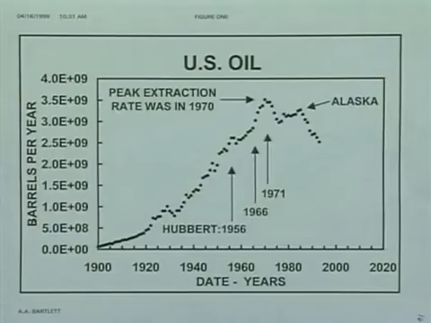So let's see what's happened. The data here are from the Department of Energy. So this is U.S. oil production. We see a long period of approximately steady growth. Here's the year 1956 when Dr. Hubbert did his analysis, and he said at that time that the peak would occur between 1966 and 1971. Well, the peak occurred in 1970.